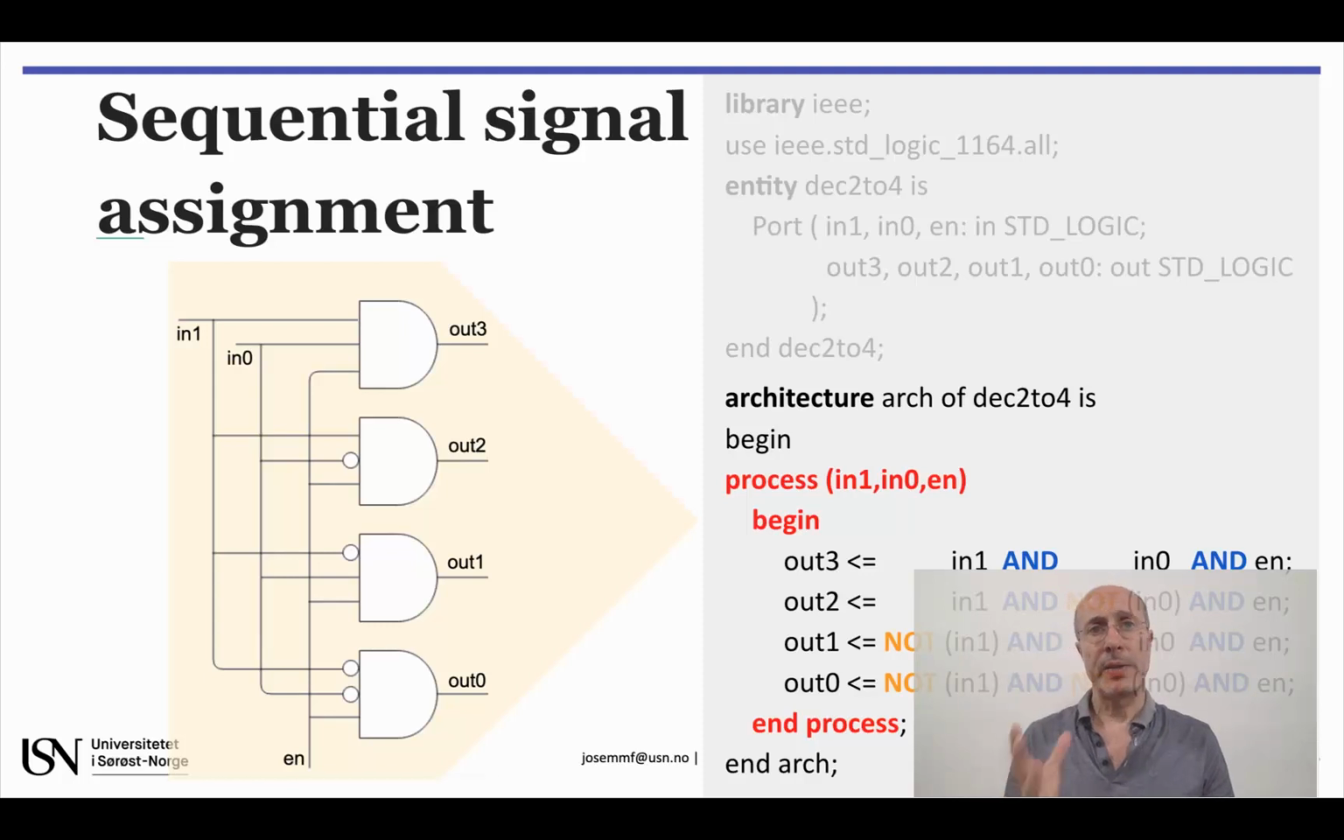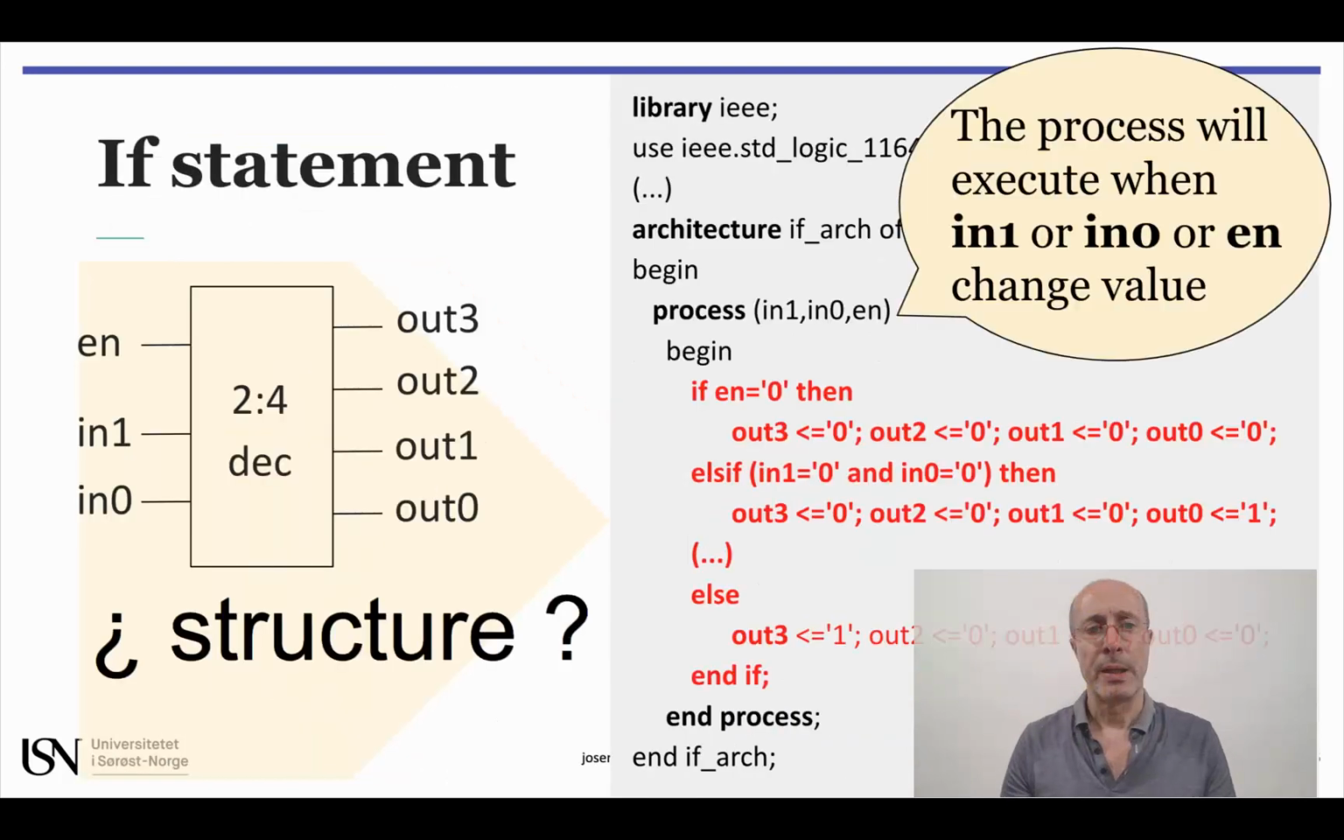The reason is that they will execute sequentially, but they will take effect at the end when the process suspends, and as such, Vivado treats them in the same way as if they were concurrent signal assignments. However, we may use this example to illustrate what a sequential signal assignment is.